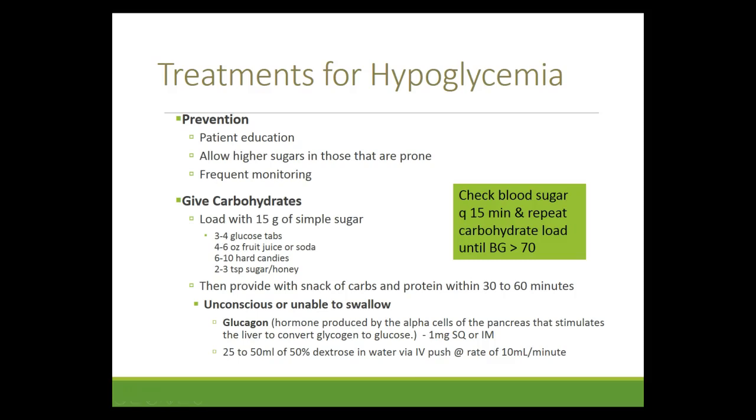If a patient is unconscious or is unable to swallow, we will give them glucagon. It is a hormone produced by the alpha cells of the pancreas that stimulates the liver to convert glycogen to glucose. So 1 milligram sub-Q or IM. You can also give a patient 25 to 50 mLs of 50% dextrose in water via IV push at a rate of 10 mLs per minute. So make sure you know how to treat hypoglycemia.